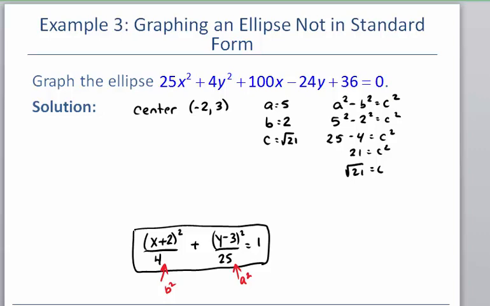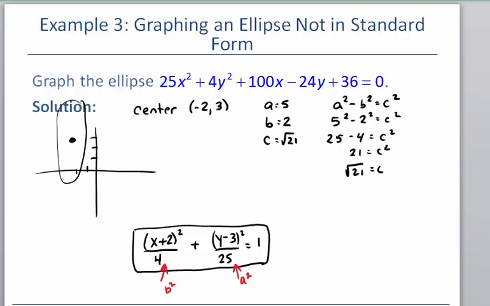Now, let's consider the turn on this ellipse. Since the larger number is underneath the y, what that tells me is that when I start graphing this, and I'm going to go ahead and plot my center. Okay, so there's my center, and if the larger number is underneath the y, it tells me that the ellipse is turned like that. Okay?